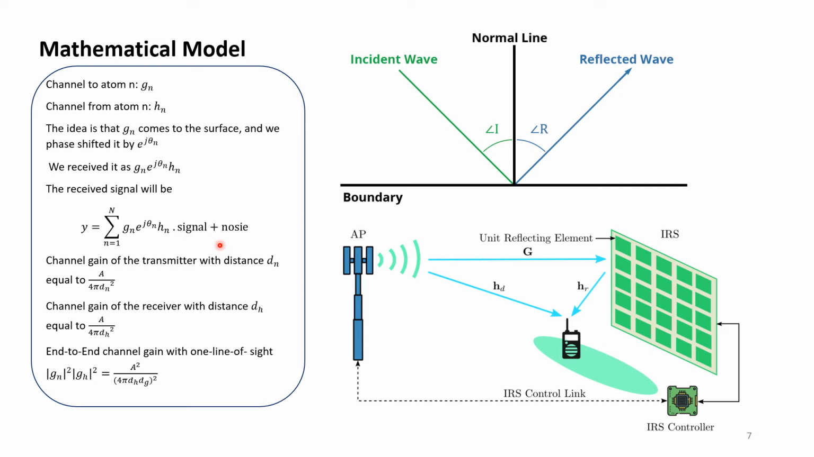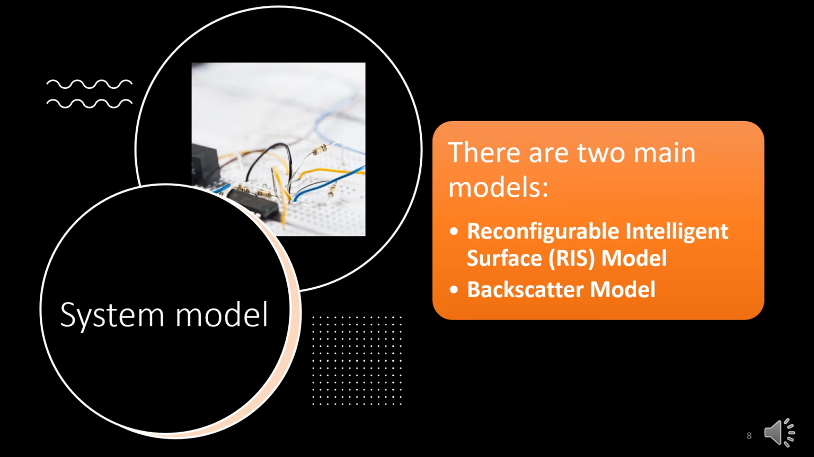So the received signal will be the summation over all atoms of the channels multiplied by the original signal plus the noise. And we have a gain from the transmitter to the IRS, which is A, the area of the IRS, over 4 pi the distance squared. And the gain from the IRS to the receiver will be A over 4 pi the distance squared. So the end-to-end channel gain, under the assumption that we have no line of sight, will be A squared over 4 pi d_g d_h, all squared.